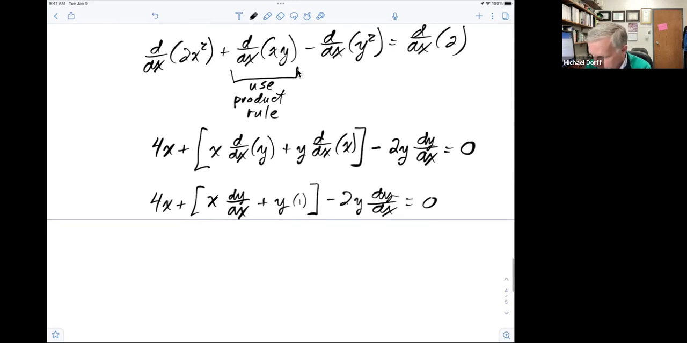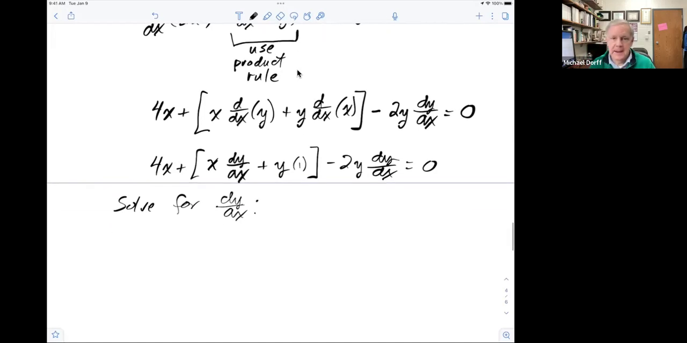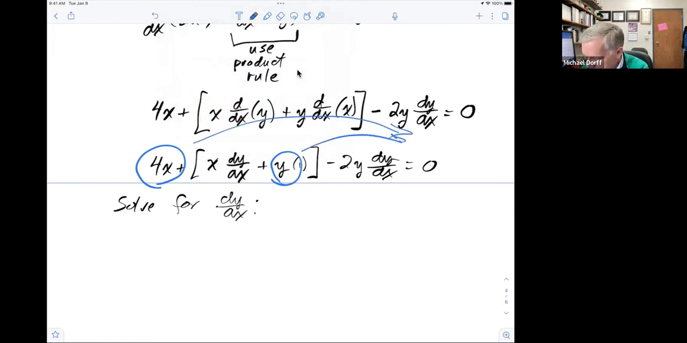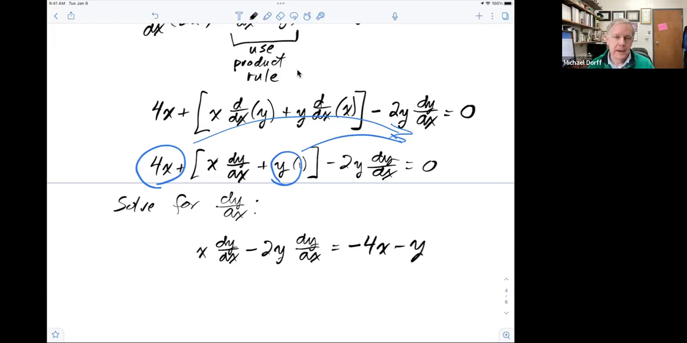Okay, and now, just like before, we want to solve for dy/dx. So in this case, we want to put everything that has a dy/dx on the left-hand side and everything that doesn't have a dy/dx on the right-hand side. So I'm going to color those. The 4x doesn't have any dy/dx, and this y variable doesn't have any dy/dx. So I'm going to bring those over to the right-hand side. And then I'm going to have an x dy/dx minus 2y dy/dx on the left-hand side. And on the right side, I'm going to have minus 4x minus y, because I've subtracted the 4x and I subtracted the y to get it from the left side to the right side.